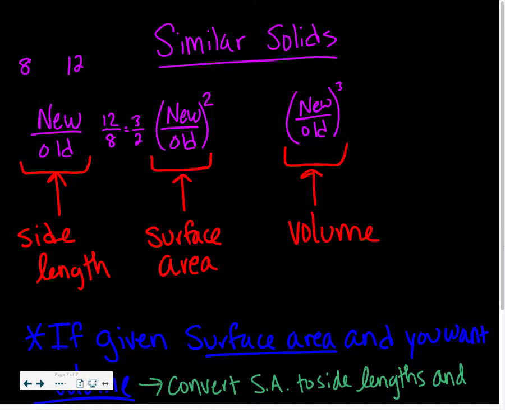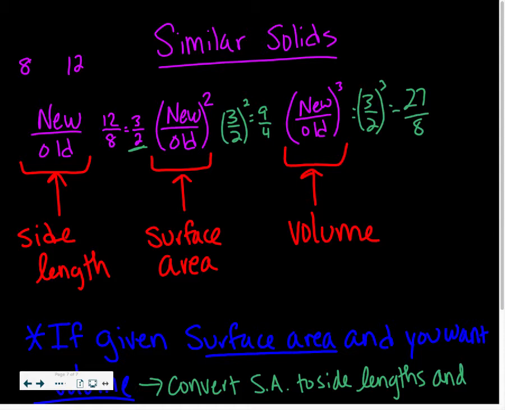Then, if I wanted to know the ratio of the volume, or well, I'm going to do surface area first. If I wanted to know the ratio of the surface area, I would take that 3 halves and I would square it, and I would say the ratio is 9/4. Or if I wanted to do my volume, I still start back at that 3 halves. I don't take my 9/4. I start back at the 3 halves. You always want to start with the side length. And I would cube that. So I'd have 27/8.